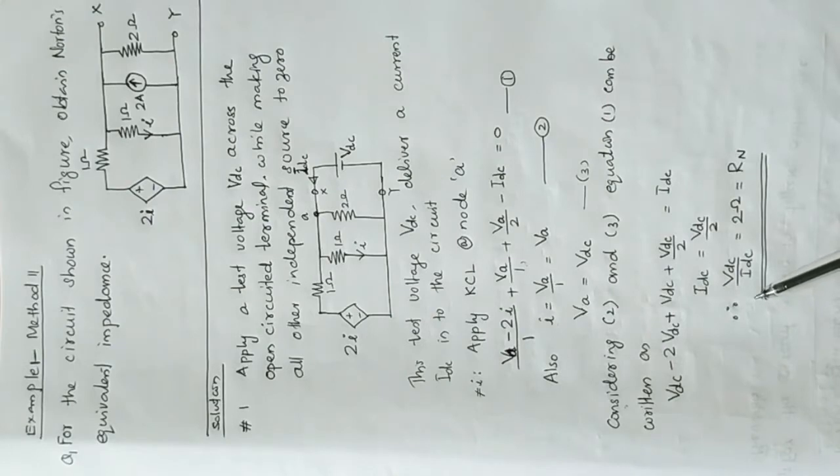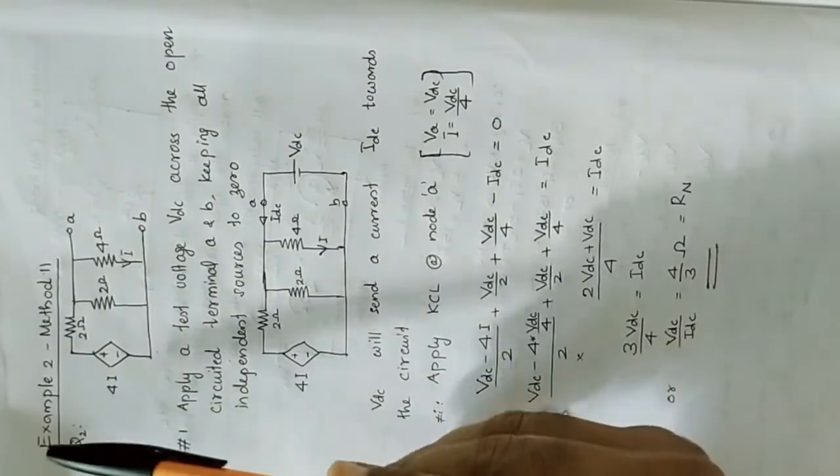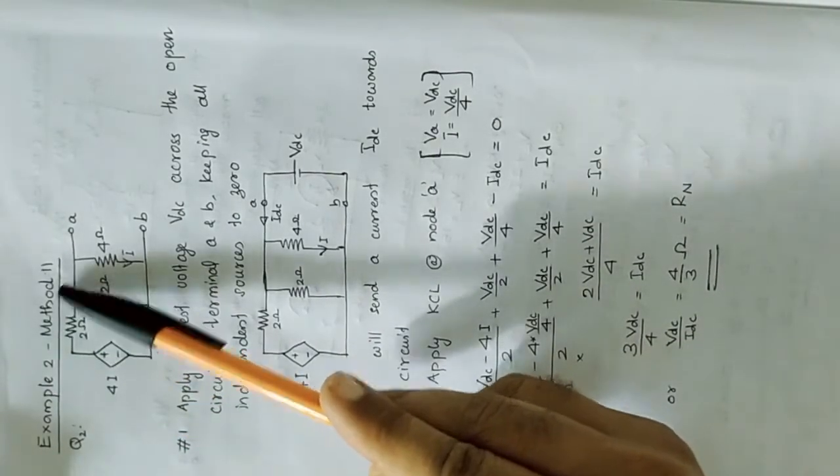In method 2, the last step is to find the ratio VDC by IDC. From this equation we obtain the ratio VDC by IDC as 2, which is nothing but the Norton equivalent resistance or impedance. Now let's consider another example in method 2.